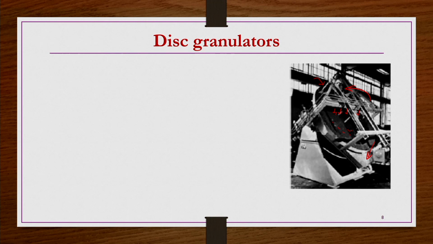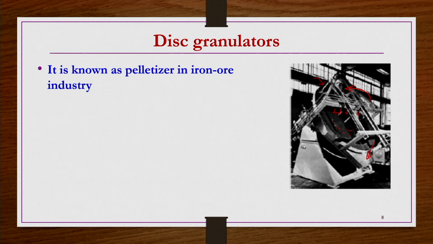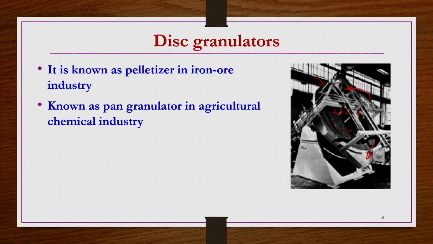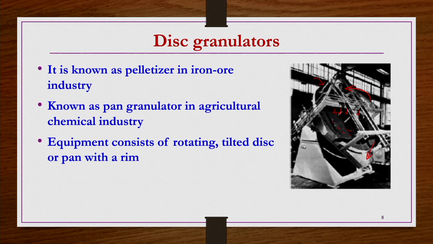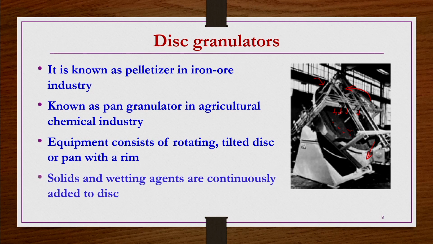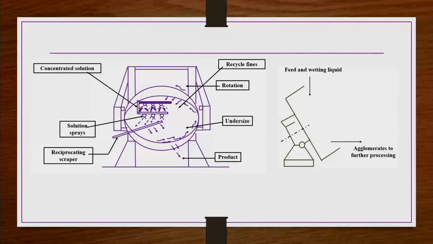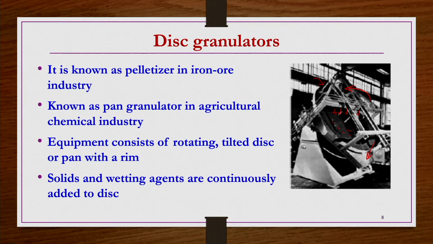These disc granulators have been given different names in different industries. Let us say it is known as the pelletizer in the iron ore industry, whereas in the agricultural chemical industry it is known as the pan granulator. The equipment in general consists of a rotating tilted disc or pan with a rim, whereas the solids and wetting agents are continuously fed or added to the disc, and then granulated products are taken continuously from the bottom of the disc.